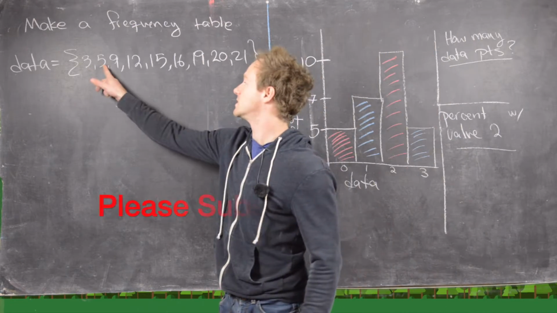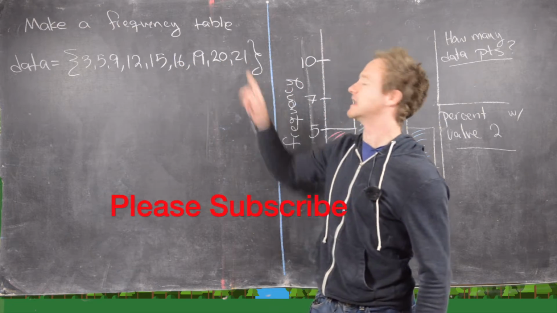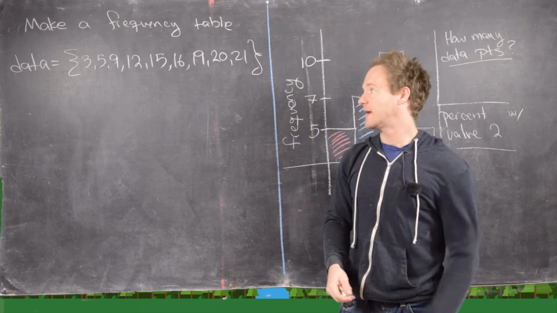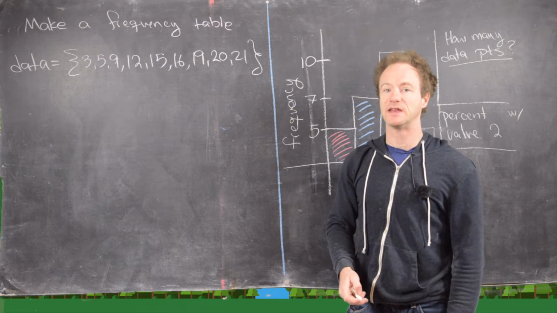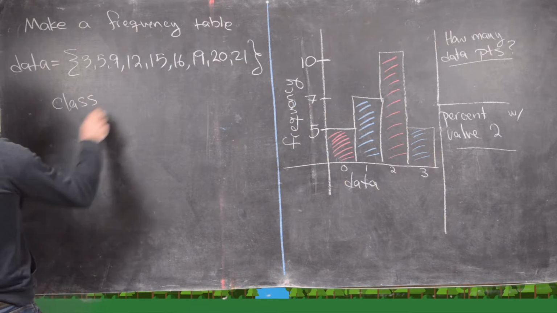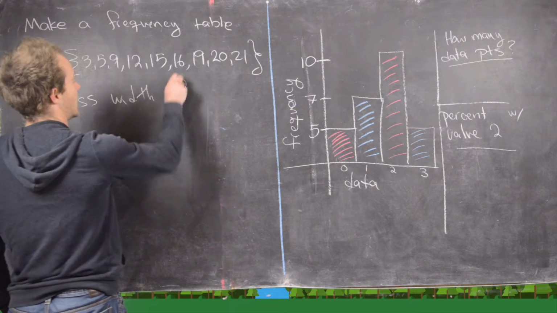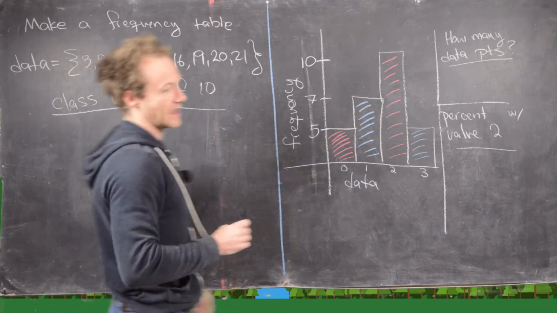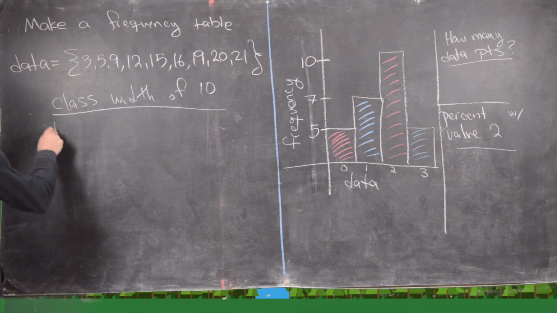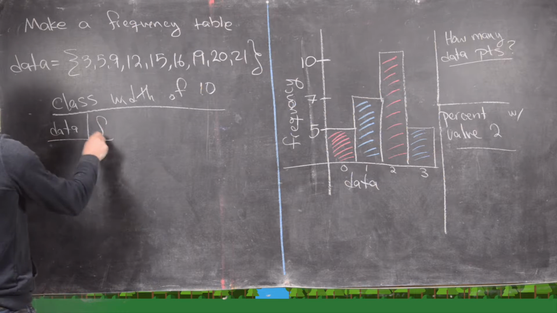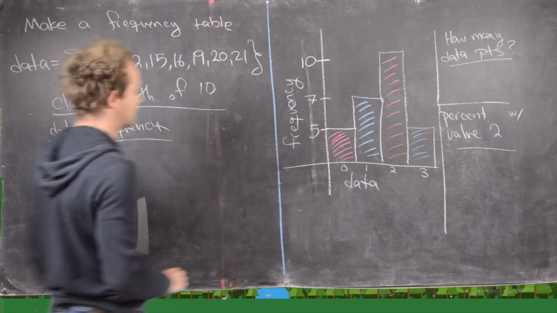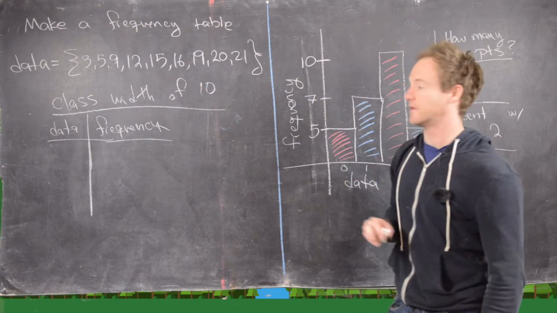So notice we have 1, 2, 3, 4, 5, 6, 7, 8, 9 data points ranging from 3 to 21. And you can make a lot of different frequency tables depending on what's called the class width. So let's go ahead and do one with a class width of 10 and see how that goes. So here's what we'll do. Here we'll have our data values, and then the frequency of those data values in this column. And this will be the frequency table.